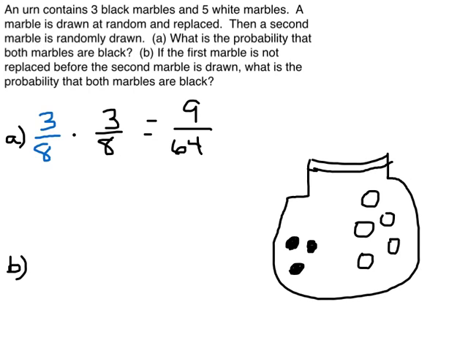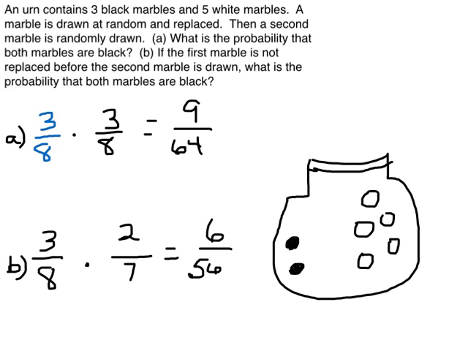However, if we make that first draw and we had a 3 in 8 chance and we do not replace the one we took out, the one black, that changes things because now we only have 7 total marbles, and of those 7, only 2 are black. So that makes a big difference. So now we only have a 6 in 56, which will reduce to 3 out of 28 times that would happen.